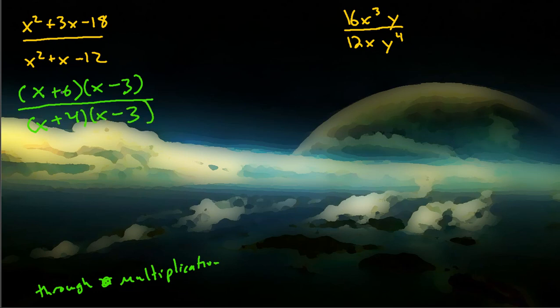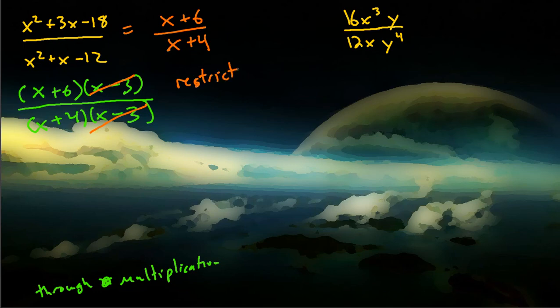Even though we do have pluses and minuses here, we see that it's actually this whole group times this whole group times this whole group. Since it is multiplication, now I can cancel whatever's in common. So I can cancel that entire group right there, and that's going to give me x plus 6 over x plus 4. And something that often we want to do with these is state our restrictions.